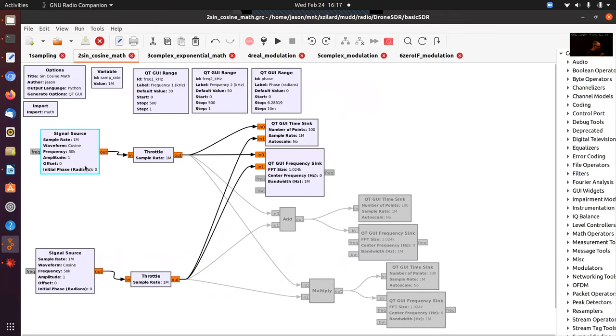So I'm making two signals. They're both cosines. So here's a signal that's a cosine. Here's a signal that's a cosine. Again, everything's going to be sampled at one megasample per second. I'm going to throttle them both to one megasample per second, and I'm just going to plot them. That's all I'm doing. I'm just plotting two cosines that I make.